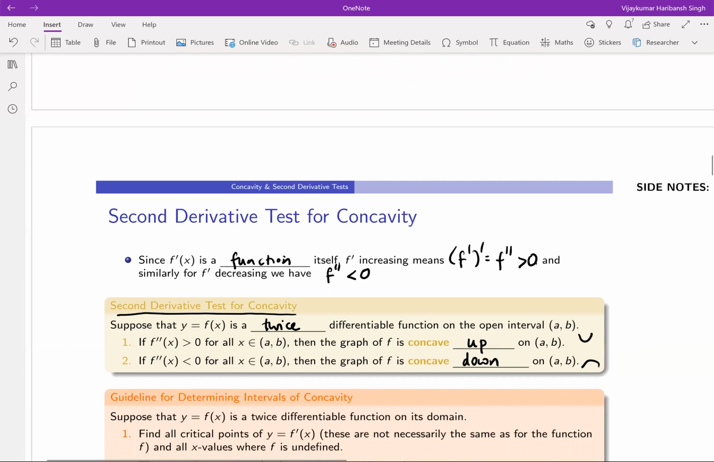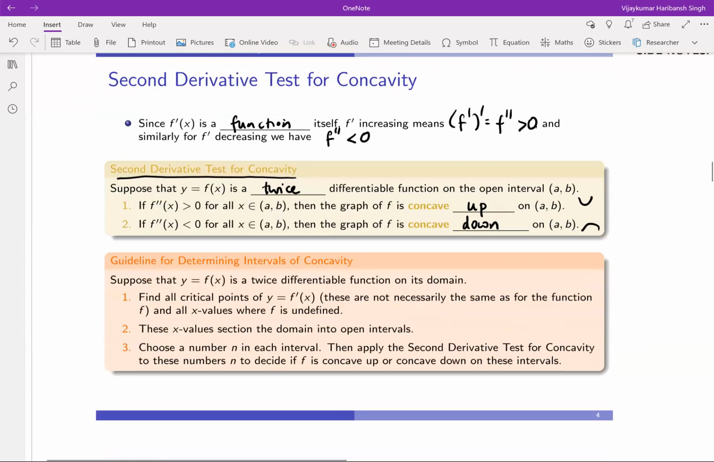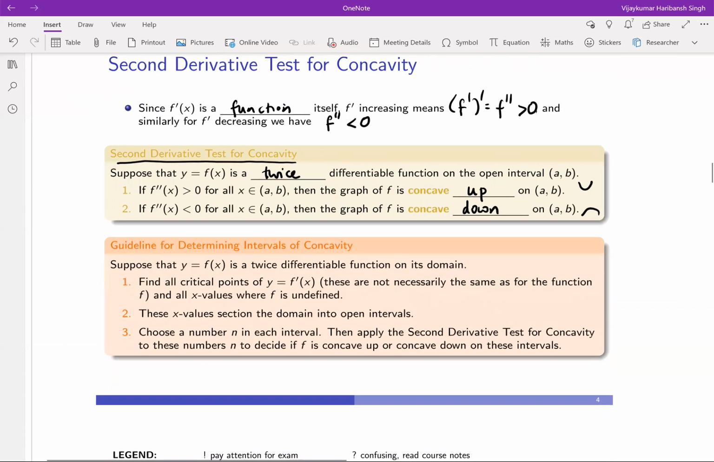So then the question is, if you are given a function, how do you determine in which interval it's concave up and in which interval it's concave down? Note that you'll usually be interested in the open intervals in which it's concave up and concave down. Okay, so here are the guidelines. Suppose y equals f of x is a twice differentiable function on its domain. First, find all the critical points of y equals f prime of x.